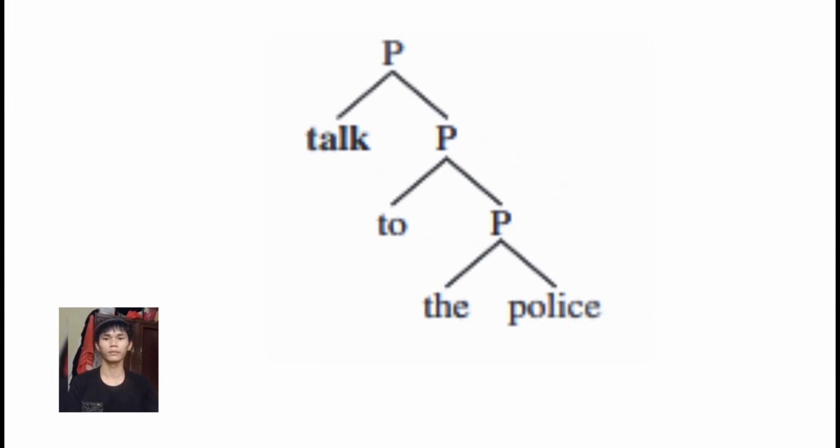The sentence tree for talk to the police shows how the sentence is built step by step. At the top, there's a phrase that covers the whole sentence. The main verb talk comes first and is the core of the phrase. Then, there's another phrase under talk, which includes to the police. This means to the police is a complement that gives more information about where or to whom the talking happens.